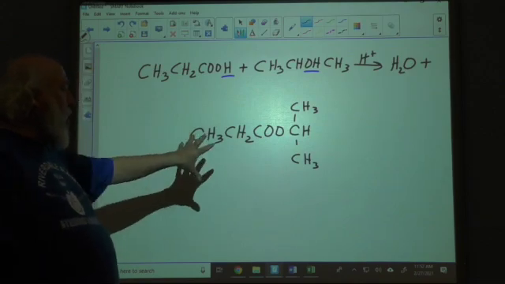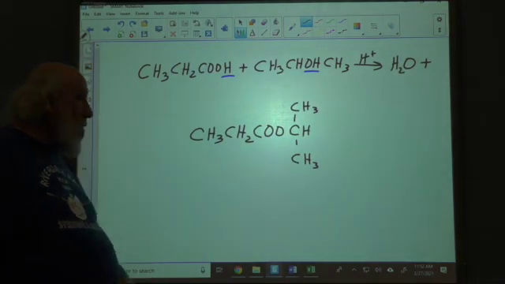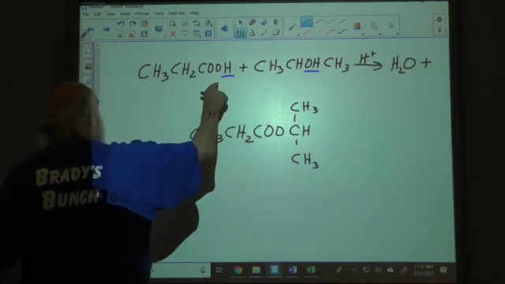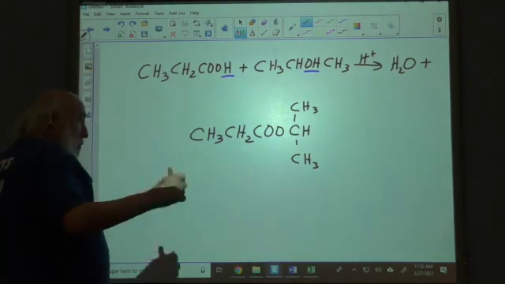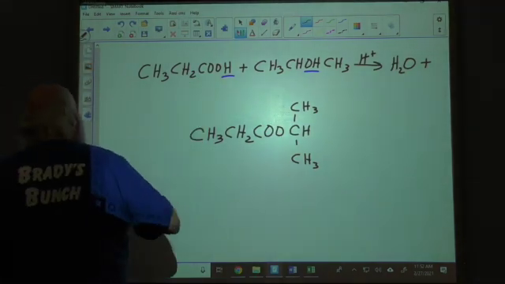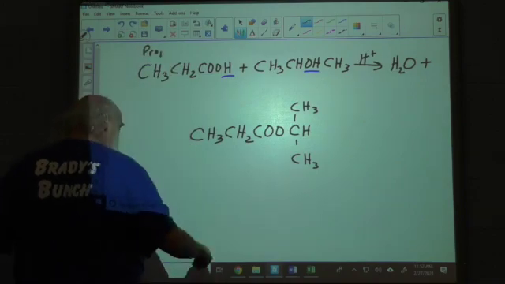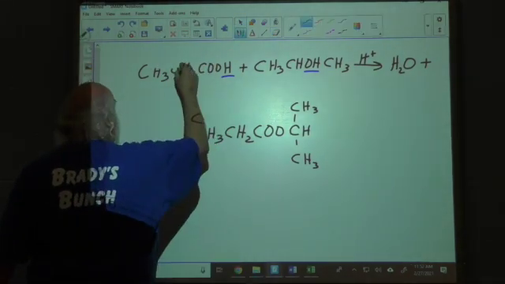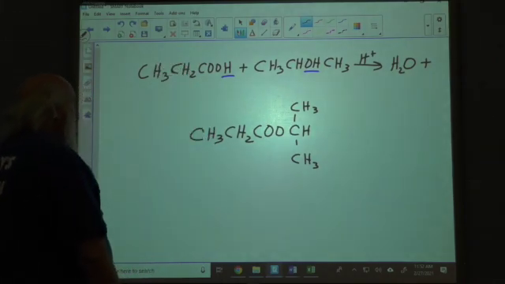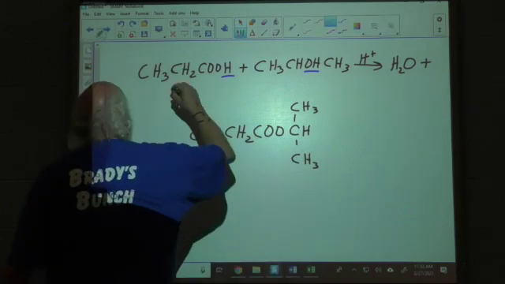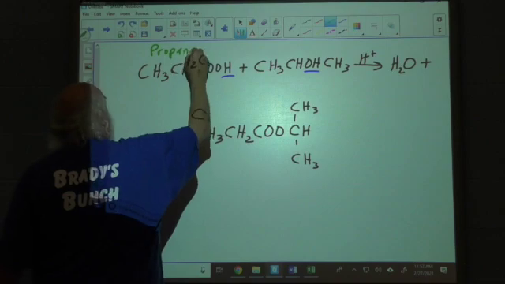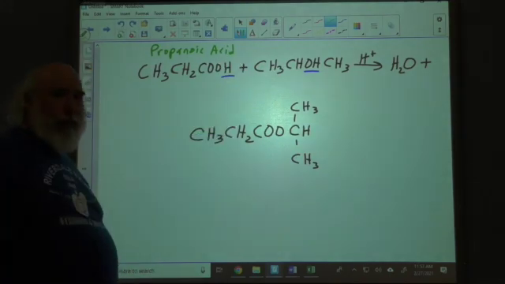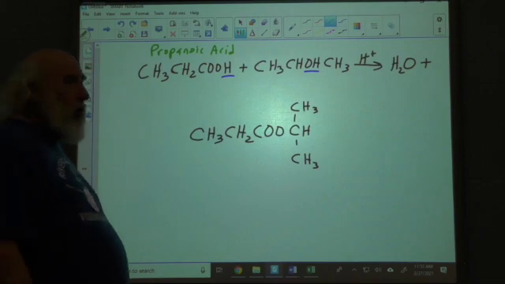So now we need to come up with a name for this compound. Two names: systematic and common. Let's do the systematic first. The systematic name for this acid: a 3-carbon acid is propanoic acid. Let's use another color to emphasize the difference. This is propanoic acid.